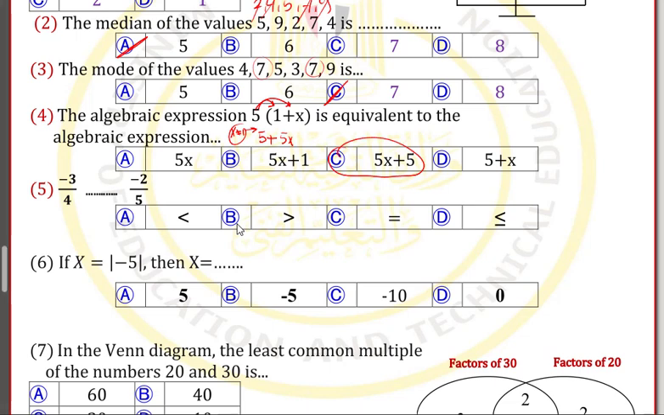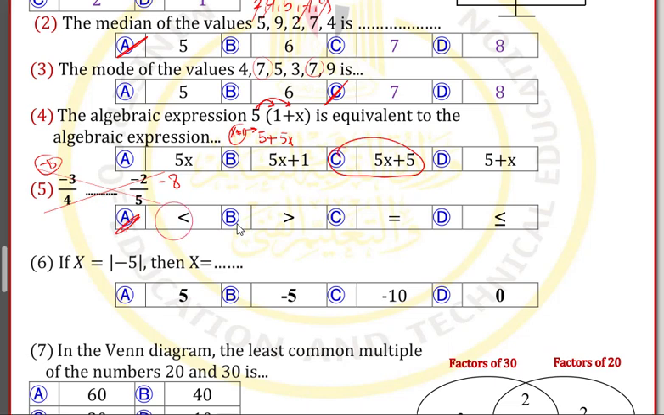Now let's go to number 5. Negative 3 over 4 and negative 2 over 5, which is bigger? Here we need to do the cross multiplication, as we said. So negative 3 by 5 is negative 15, and negative 2 by 4 is negative 8. So which is bigger, negative 8 or negative 15? If we remove the negative, 15 is bigger, right? But if we put the negative back, as we did, it is inverted, so negative 8 is bigger. So the answer is letter A.